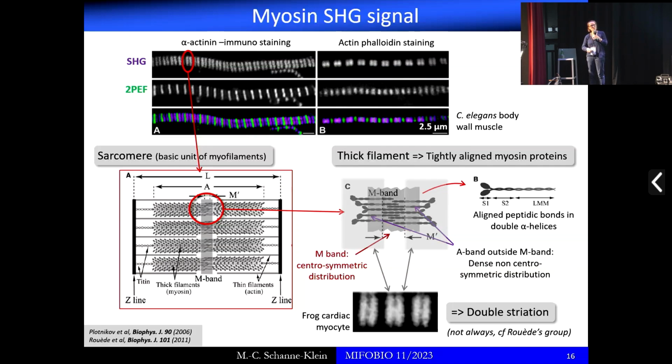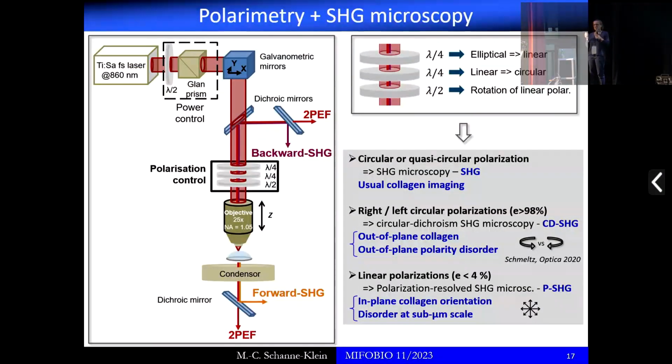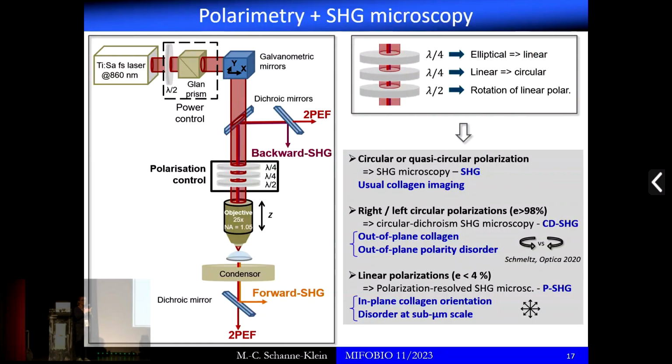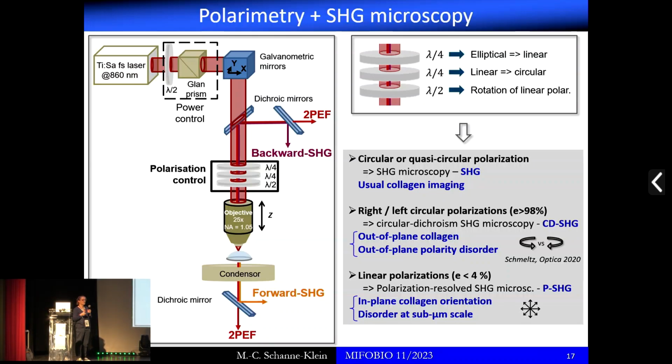So usually there is a double striation of the signal. It's not always the case because it's, well, a coherent signal. It depends really on the distribution of the peptide bonds within the focal volume. And you can see these papers by the group at Rennes, who studied all these different configurations of myosin filaments. Okay. So it means that we do not have so much information with second harmonic generation about the structure within the focal volume. So one way to address this issue is to add polarimetry.